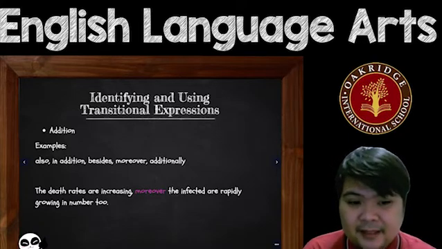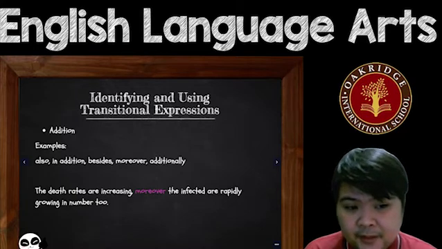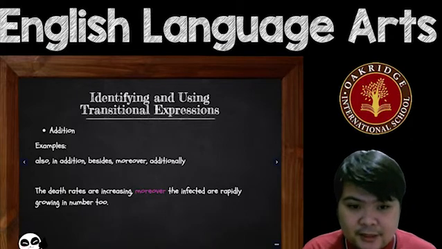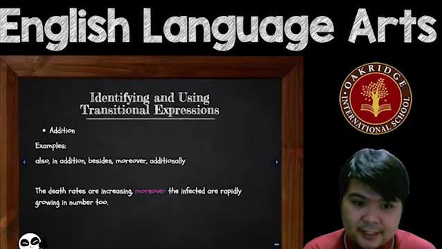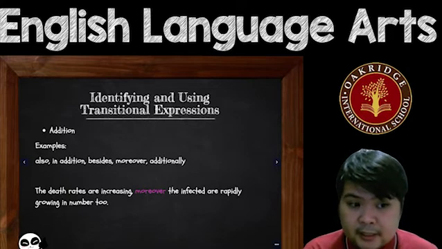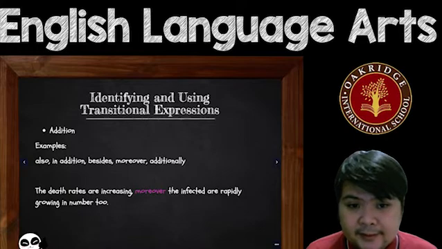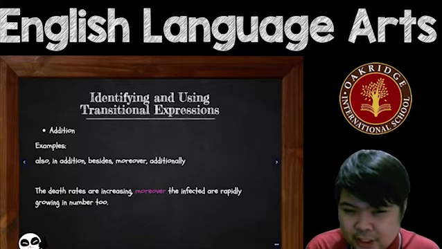Example, the death rates are increasing. Moreover, the infected are rapidly growing in number too. Here we see, right? In addition to the death rates increasing, the infected are also rapidly growing, right? That's how it works. You have an addition. You have something to add.